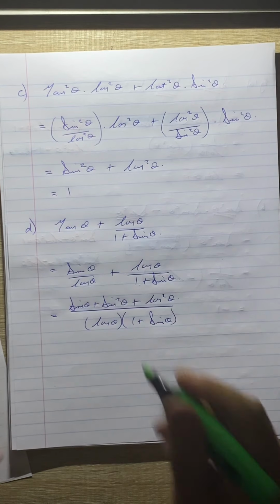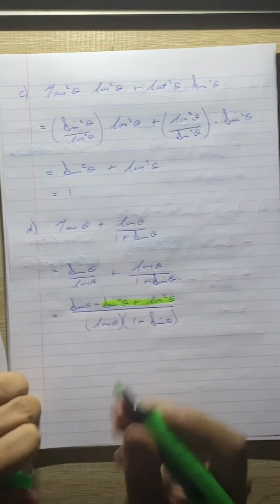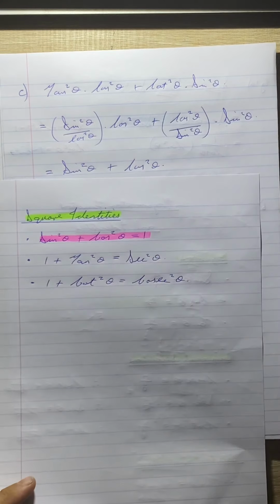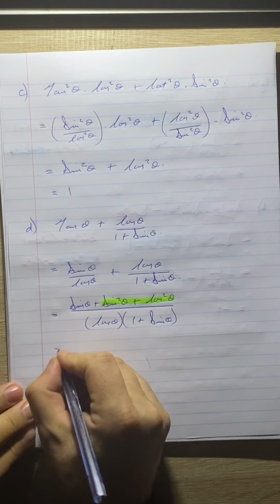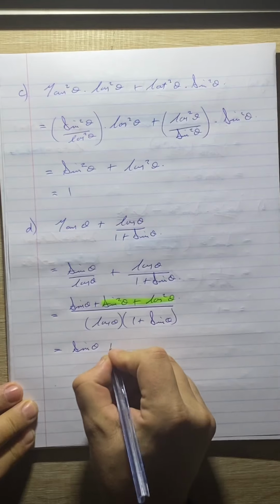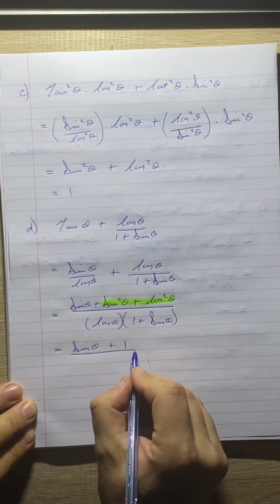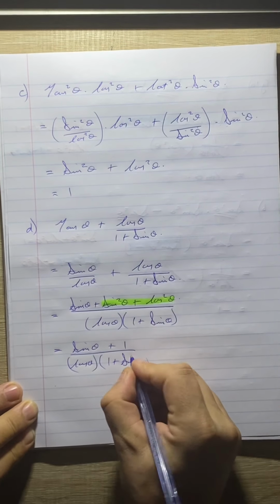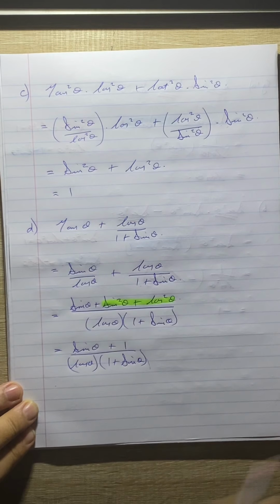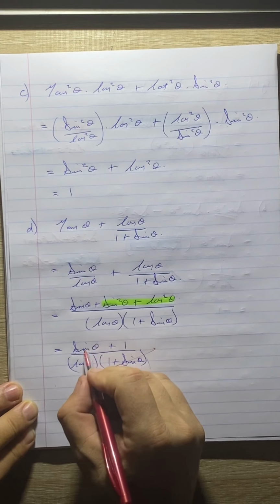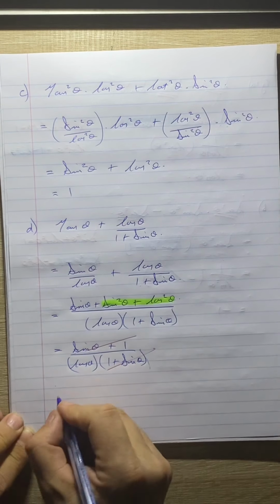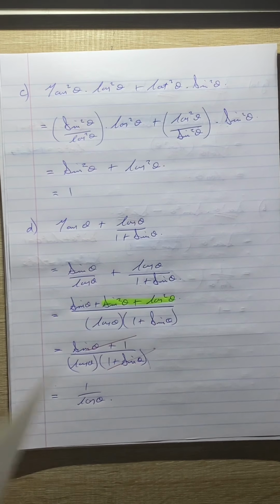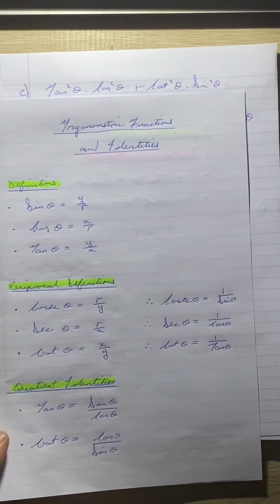Now, over here I have a sine squared theta plus a cos squared theta, and I know that's going to be equal to 1 from our square identity. So we get sine theta plus 1 from that, all over cos theta multiplied by 1 plus sine theta. Now this entire 1 plus sine theta will cancel with the sine theta plus 1, and we are left with 1 over cos theta. And I know that 1 over cos theta is going to be equal to sec theta.